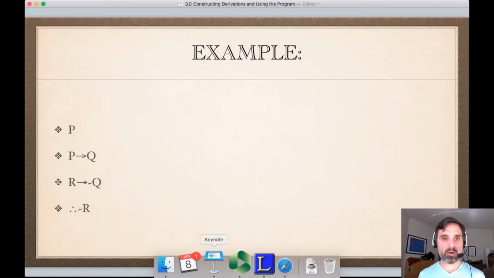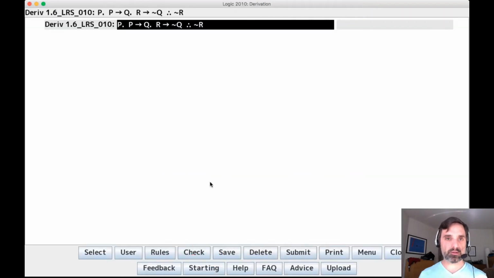Okay, so let's take a look at a derivation inside the derivation system. So here's the derivation. This is the argument we're being asked to derive. We have P period, if P then Q period, if R then not Q, the three dots, and then not R. Those periods separate the premises from one another. And again, the three dots, the so or therefore symbol, separates the premises from the conclusion. So here we have what we're being asked to derive, and again, it's just repeated.